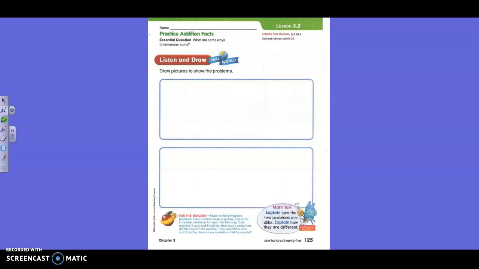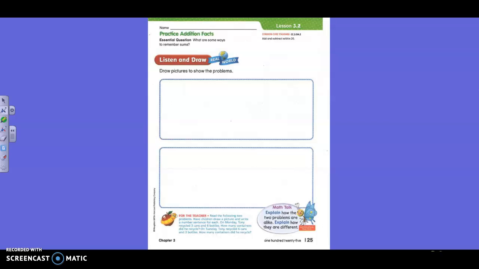Alright, boys and girls, we're going to draw a picture and write a number sentence for this problem on the top box. Okay? So let's think about this. On Monday, Tony recycled 3 cans and 6 bottles. How many containers did he recycle? What would you guys do to draw a picture of this? What do you think? Nobody knows?